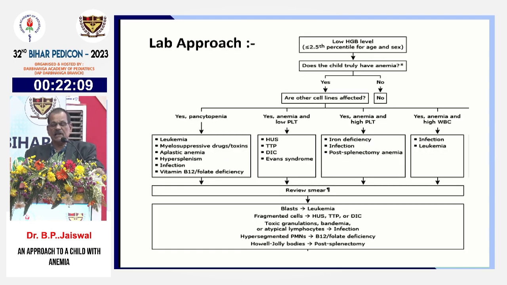Now, this is the laboratory approach, and because of paucity of time, let me tell you that you should have an analytical approach while diagnosing anemia. And the cause of anemia must be ascertained. Otherwise, how will you treat? Anemia is just a deficiency of blood, a deficiency of hemoglobin. But what is causing it? You will have to know. Therefore, this is the flow chart for the lab approach, and you can go through it.